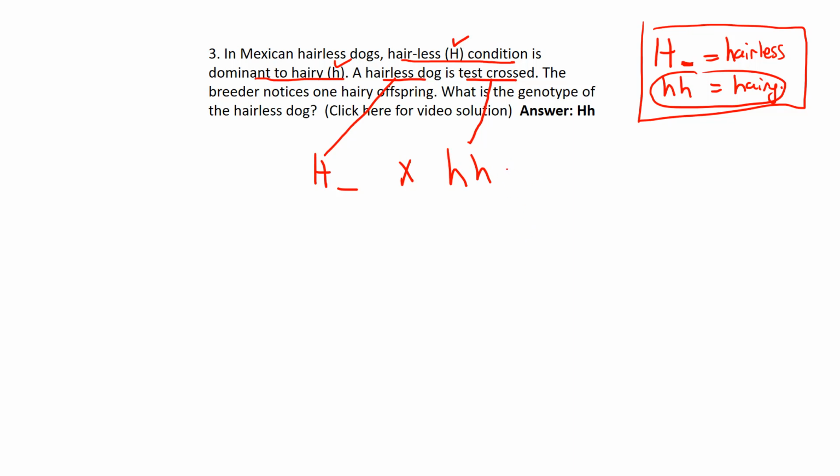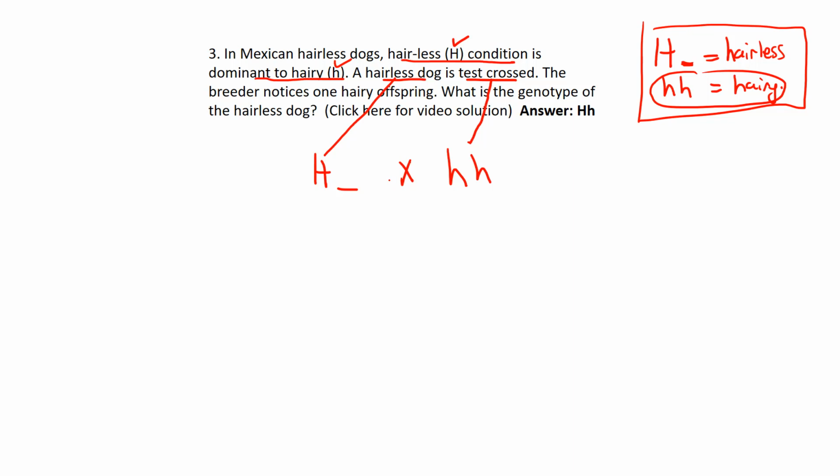Remember I said in a previous video, they don't have to tell you who the test cross is performed with. Test crosses are always performed with an unknown parent and a recessive trait, in this case, hairy. So when you don't know the genotype of both parents, you can't do a Punnett square, so we go and look at offspring.